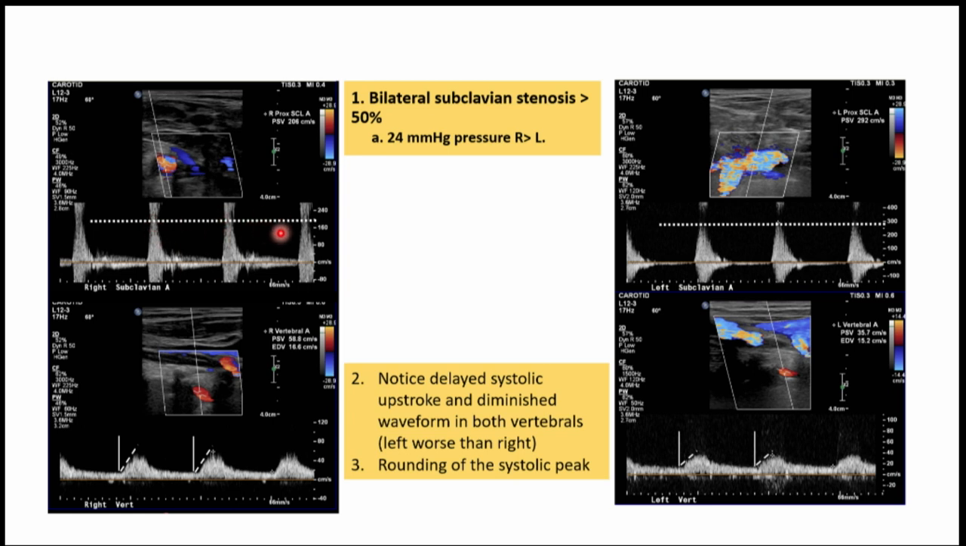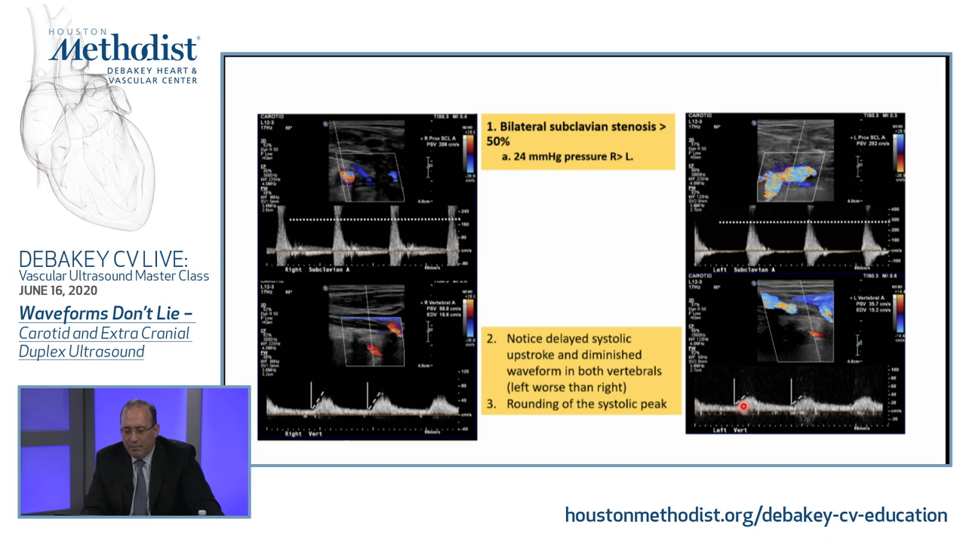Well, what other clues can we get? Let's take a look. This is a low resistance vertebral, and this is also a low resistance vertebral, but look at both vertebrals. They both have a dampening of the systolic rise, because remember, the velocities on the right side are still elevated. So there's a component of stenosis on the right side, but on the left side, the stenosis is more severe. Why? Because there is a significant delay in the peak systolic rise on the left compared to the right side, and the velocities are a little more dampened on the left. So those give us a clue that this stenosis is actually real.